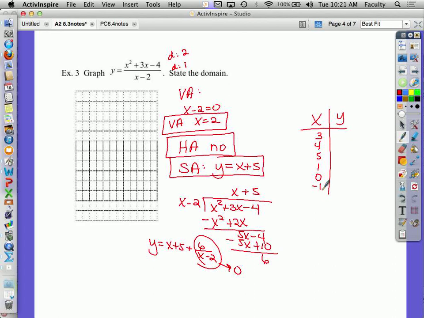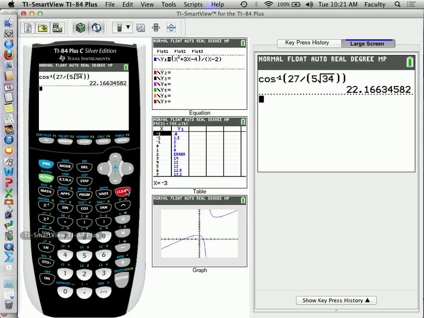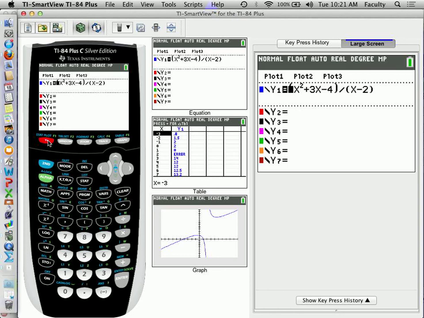All right, now this one's kind of complicated, so let's go to our graphing calculator. When they get more complicated, we'll let the calculator generate the table for us. So go to your Y screen, and you have to be very, very careful. When you enter a fraction in the graphing calculator, you must put the numerator in a parenthesis and the denominator in a parenthesis. So check yours that it looks like mine. Parenthesis, x squared plus 3x minus 4, close that parenthesis, divided by parenthesis x minus 2.